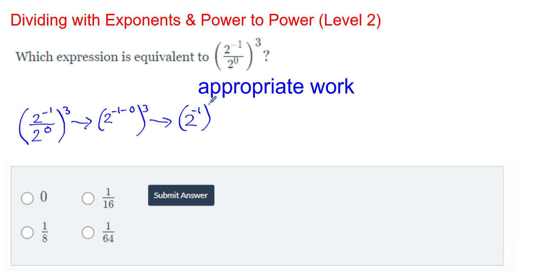Don't forget that exponent of 3 on the outside. And then when we're dealing with powers inside and outside, we'll multiply those powers. So 2 to the power of negative 1 multiplied by 3. So then you have negative 1 times 3, so that's going to be 2 to the power of negative 3, which again could be a viable option.